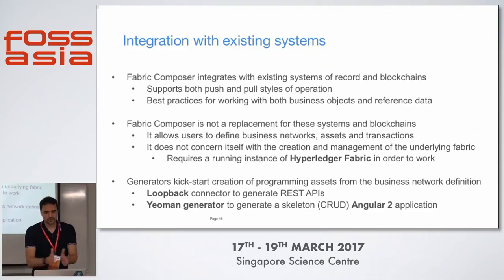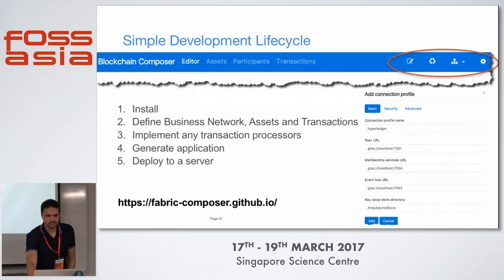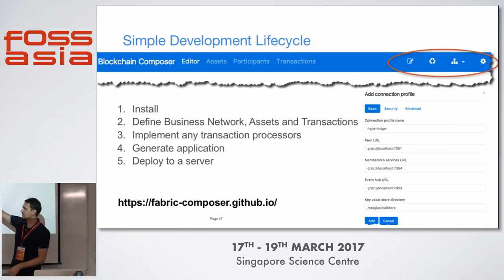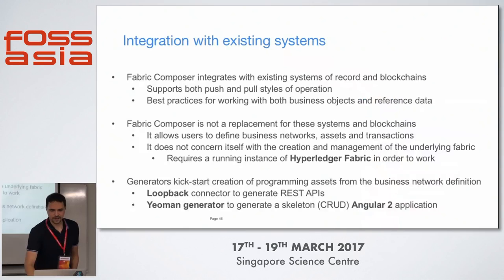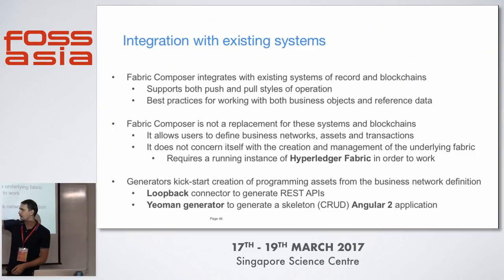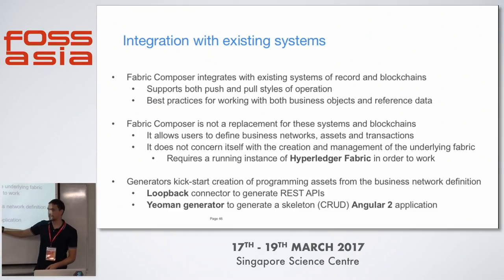Okay, so once we do all of this, the development cycle would look like this. We install the tool, and we define the business network assets and transactions using this Swagger-like language. Then we implement the transaction processors, so basically the business logic within the transaction. Then we generate the application and deploy it to the server. After that, we can generate the REST APIs using the loopback connector, and the Yeoman generator can generate some simple Angular 2 application code. And that can be a good point to start.